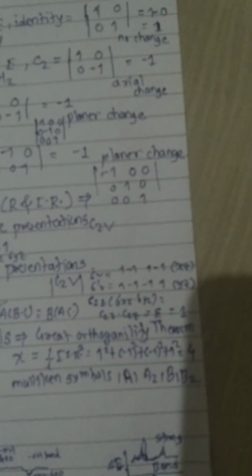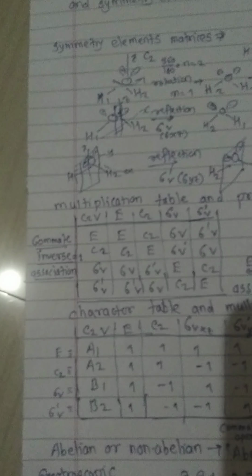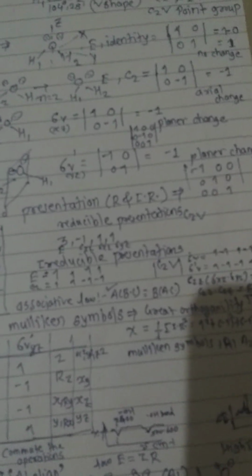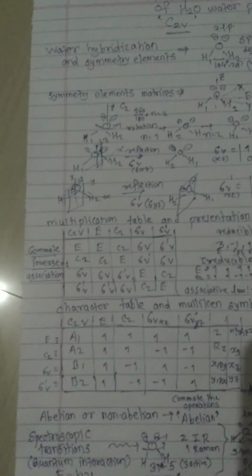According to great orthogonality, fourth order is there for this point group. So 4 types of transitions are possible according to the character table, which result from E, C2, sigma V and sigma dash V. So these are the rotational and translation vectors here, Z, RZ, X, RY, Y, RX, and the quadratic functions X square, Y square, Z square, and for RZ it is XY, for RY it is XZ, for RX it is YZ. In this way the character table of water can be represented.